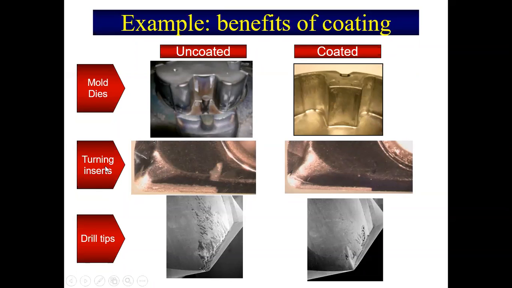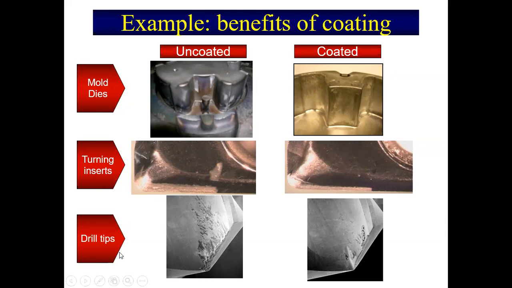Turning tool insert. This is a turning insert. This is the cutting edge, and this is uncoated. This data I gathered from publications, from experimentation by other people. If you look at the flank wear, compare this flank wear to that flank wear. If you use coating, then you're going to improve the performance of that particular cutting tool.